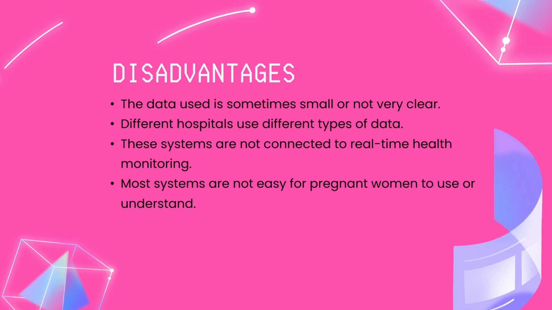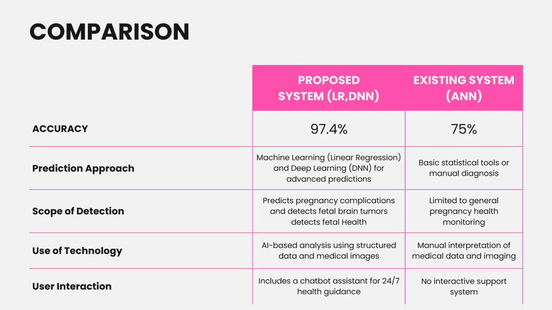But we have made this project with a very easy user interface. Any woman can type the data, upload the data, and check anything. The user can easily understand it. For comparison, as I mentioned earlier, the existing system gets 75% accuracy, but our proposed system gets 97.4% accuracy, which is higher.